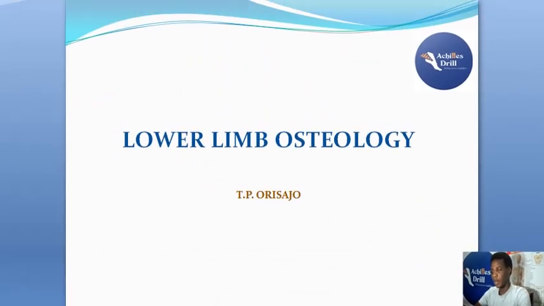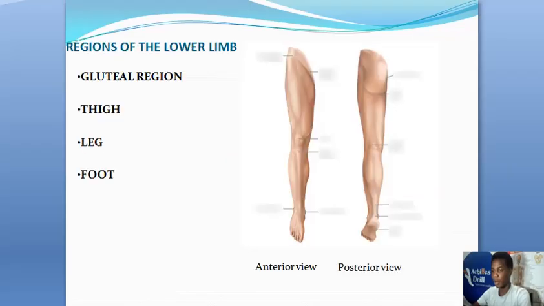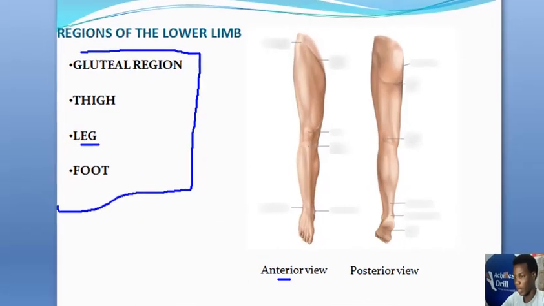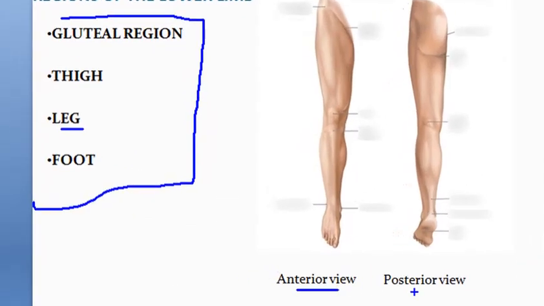So now when you talk about the lower limb, we'll start first with the regions of the lower limb. The regions of the lower limb are specifically divided into four parts. We have the gluteal region, the thigh, the leg, and then the foot. Now I want you to focus on the picture right here. This is the anterior view of the lower limb. We're looking at the lower limb from in front, while right here we're looking at it from the back.